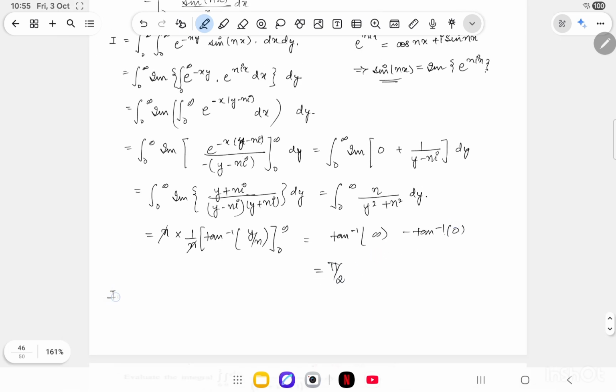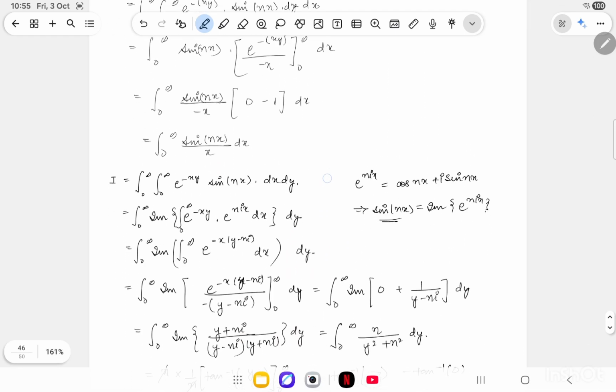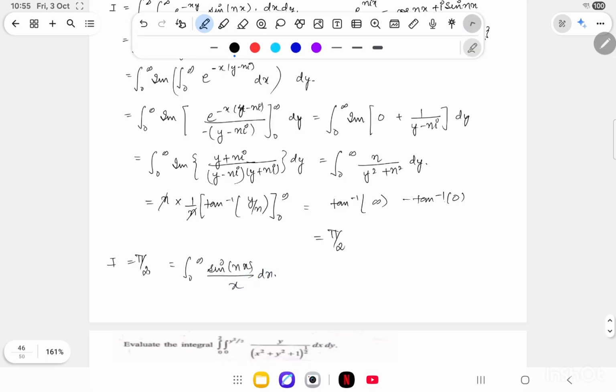So we got our I equal to pi by 2, but earlier we have shown that if we change the order of integration, this integral is equal to the integral from 0 to infinity of sine nx by x dx. So we have proved the equivalence of these two integrals, and that's what we were supposed to do in the given question. So this completes this question. Let's move on to the next question.